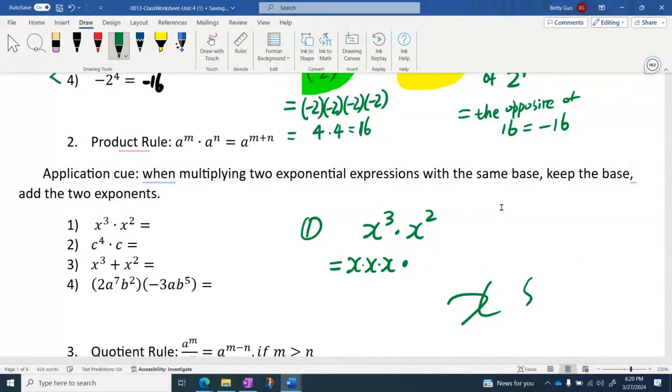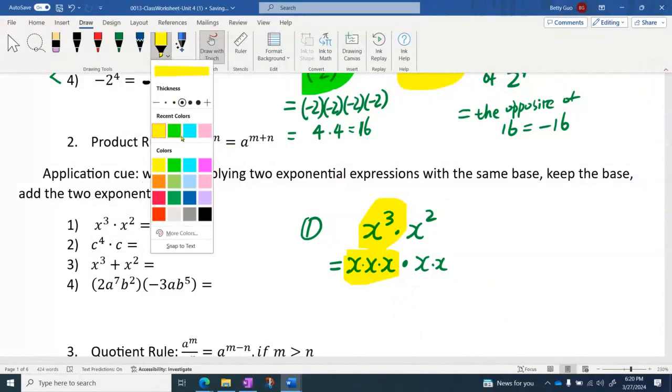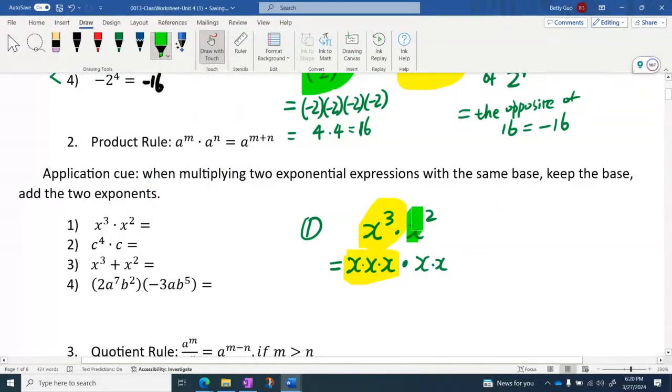And x to the power 2 is x times x. Okay, let me color it differently, then you can see what I'm talking about. So the yellow part, I write it out as a repeated multiplication, and the green part, I also use the definition to write it as a repeated multiplication. So the expression right now is x times x times x times x times x.